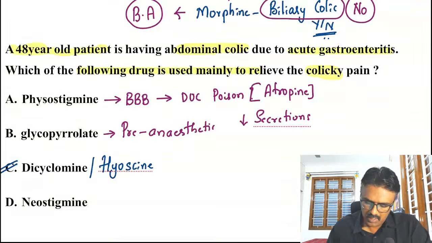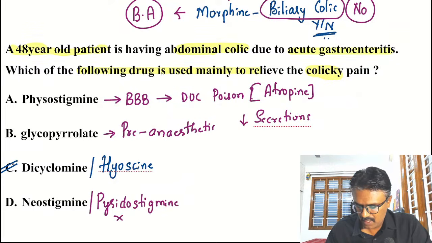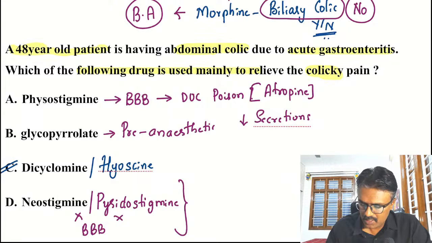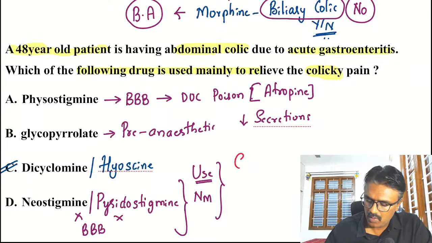Coming to neostigmine, one more brother of neostigmine, what is it? It is pyridostigmine. These two drugs don't enter the brain, the blood-brain barrier. Then where do you use these drugs? These drugs are used in problems of the neuromuscular junction. What are the problems? Number one, they are given in cobra bite.